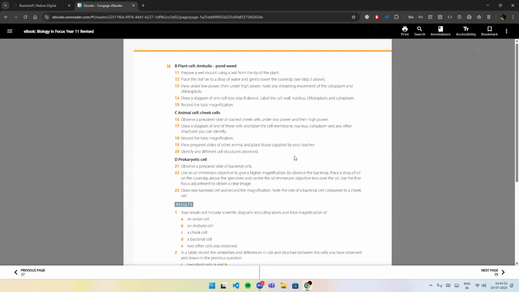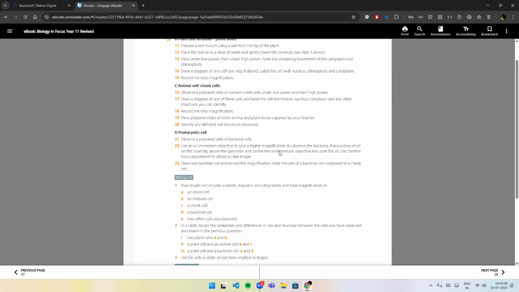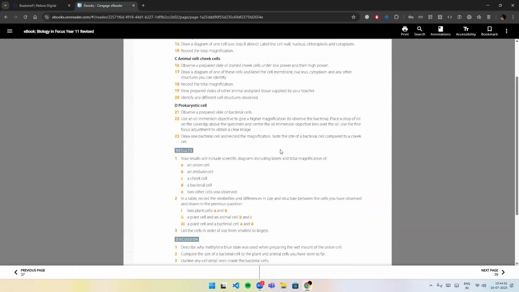C. Animal cell, cheek cells. Observe a prepared slide of stained cheek cells under low power, and then high power. Draw a diagram of one of these cells and label the cell membrane, nucleus, cytoplasm, and any other structures you can identify. Record the total magnification. View prepared slides of other animal and plant tissues supplied by your teacher. Identify any different cell structures observed.